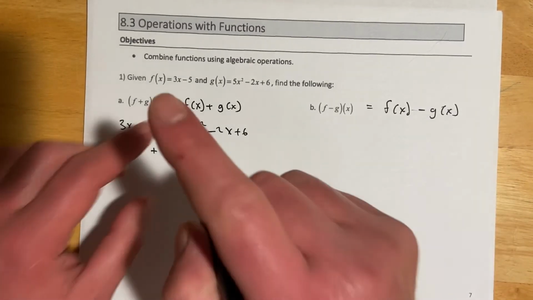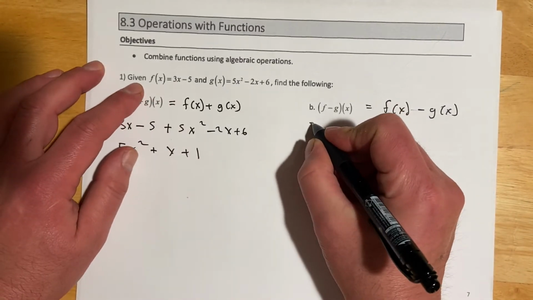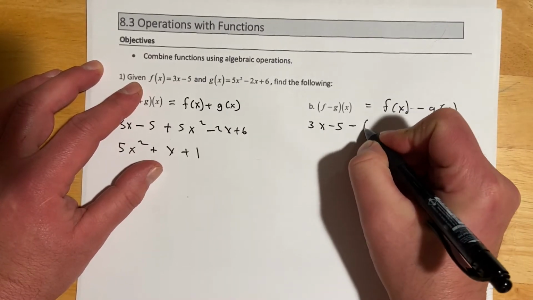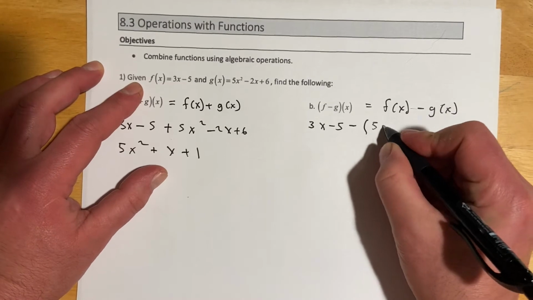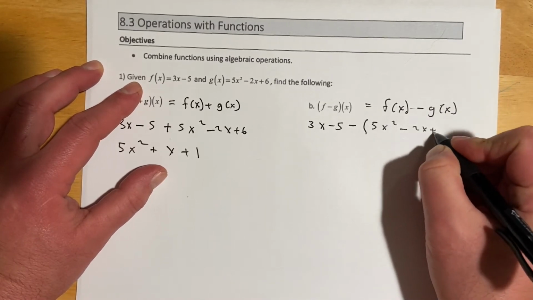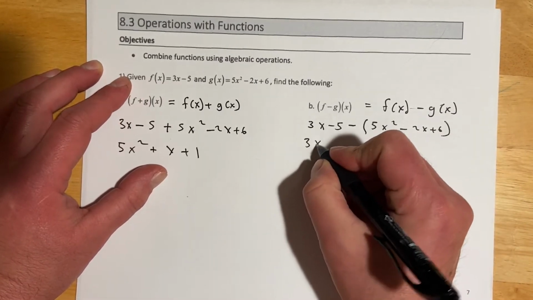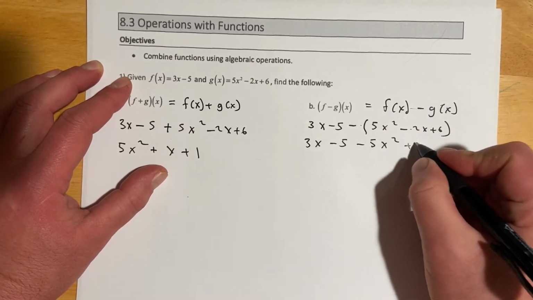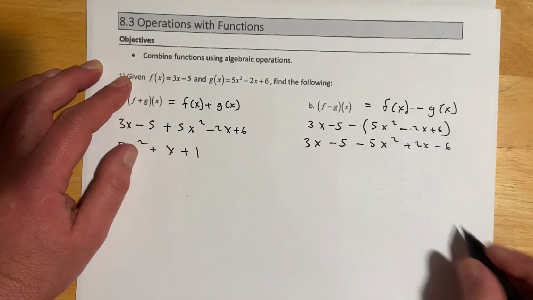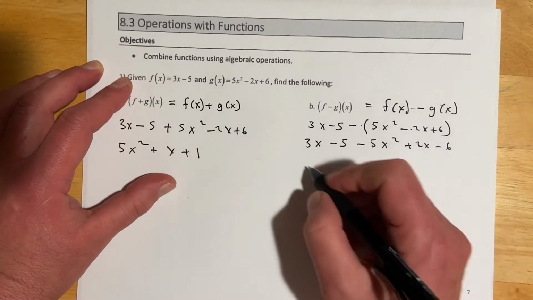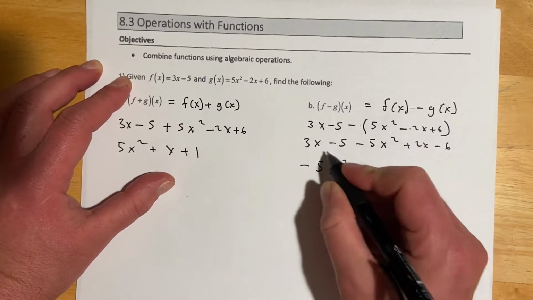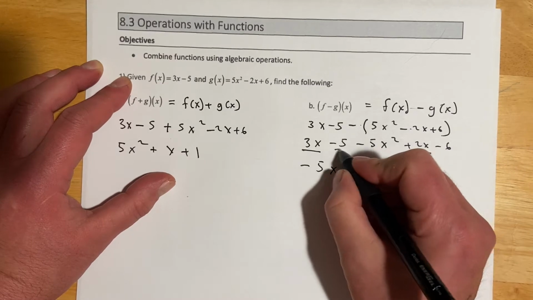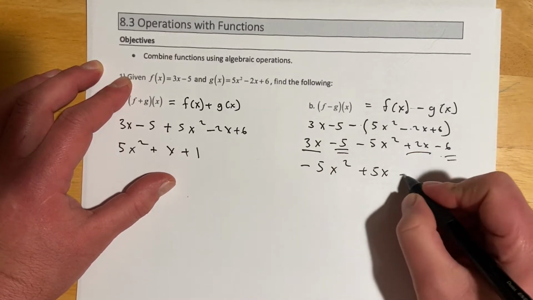So for this one, we do have to be a little bit careful here with some parentheses. So I'm going to go 3x minus 5. Anytime we're subtracting, that's where we have to open a parenthesis, and then 5x squared minus 2x plus 6 in there. And then let me write that distributed. And then that'll be a plus 2x and a minus on the 6. And then we're just back to collecting terms. So minus 5x squared, have 3x and 2x, that'll be 5x. Minus 5 minus 6, so minus 11.